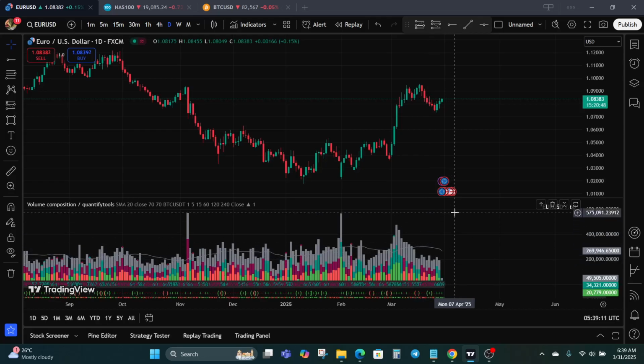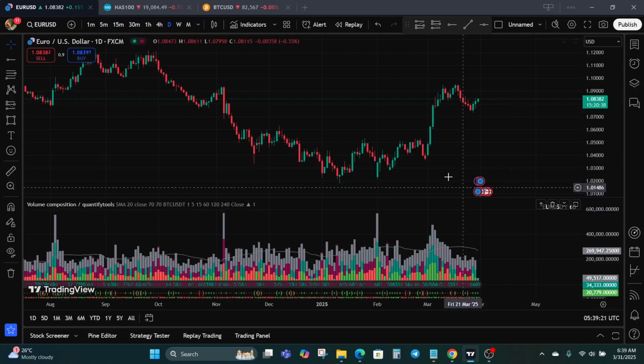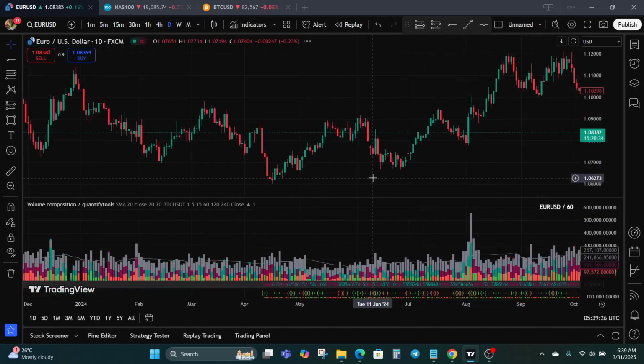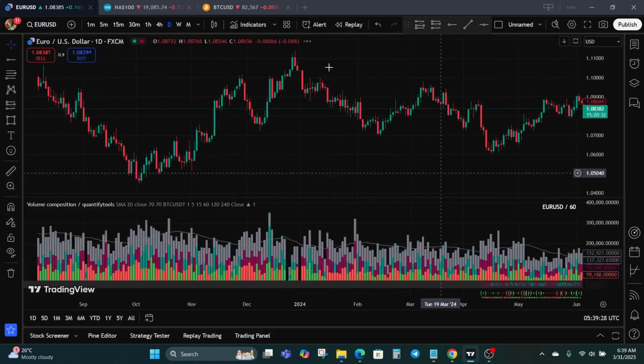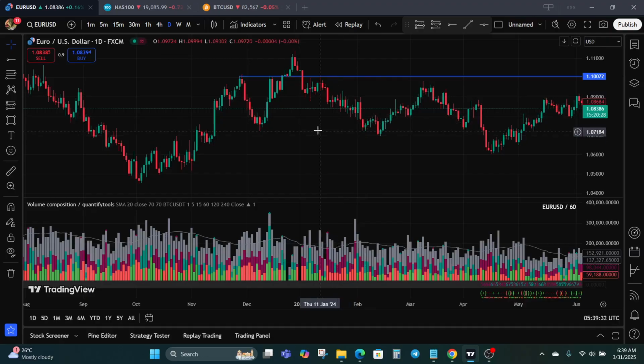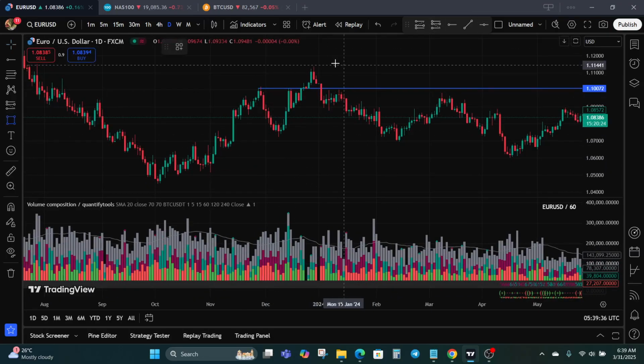Here's how to make the most out of the volume composition indicator. You can use it to confirm breakouts. If a breakout happens with low volume, it's likely to fail. We are going to be really practical about this. So let's look for an example where we had a false breakout. You can see what happened around here. There was actually a resistance zone around here, but guess what?